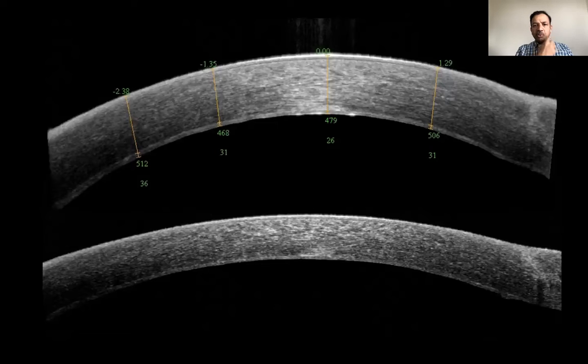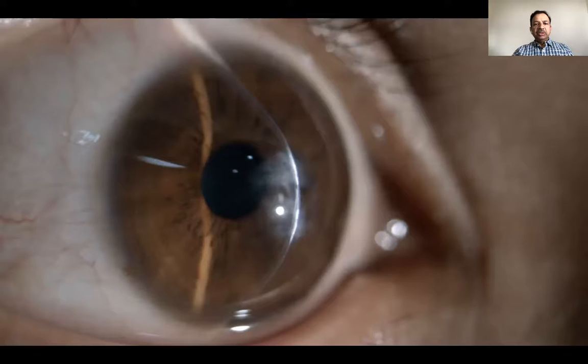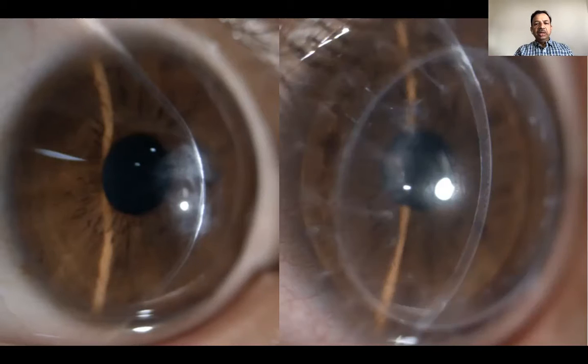That's the post-operative outcome, showing you a residual stromal bed of about 30-35 microns and a good visual outcome. So this is a patient who had a high-riding apical scar where air injection was not advisable. And this is the same case after a manual deep anterior lamellar keratoplasty.